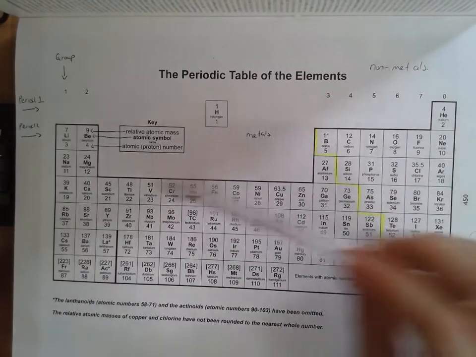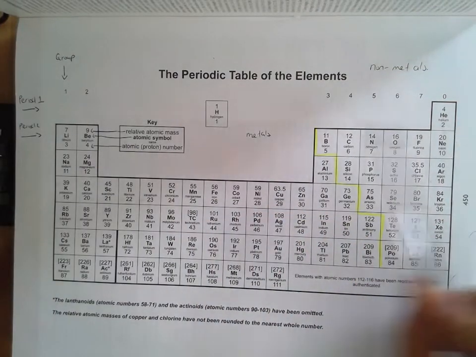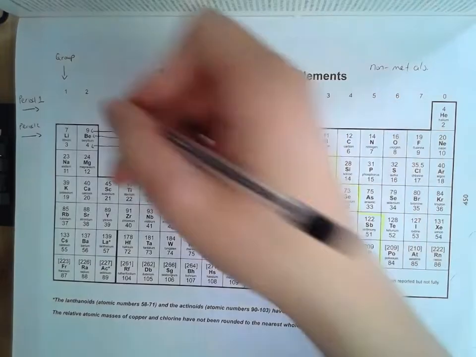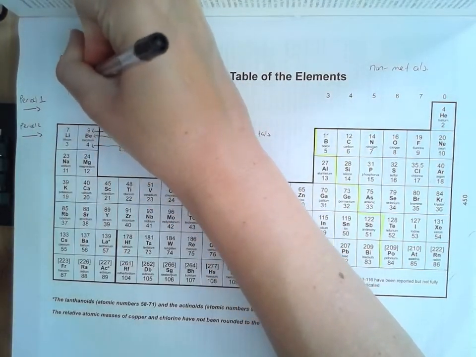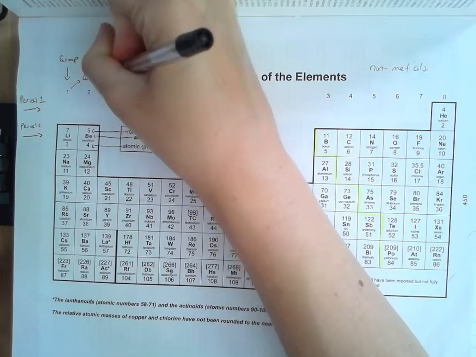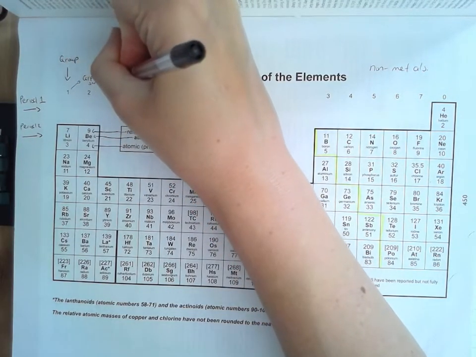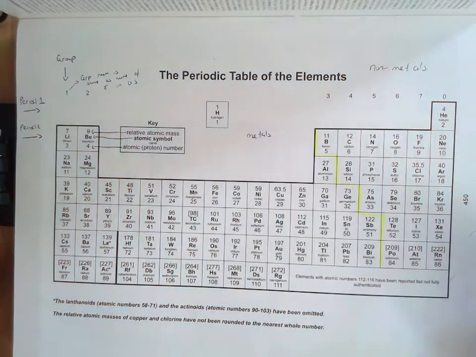The other information you can get in terms of groups, okay, they give you the group number on your periodic table, and that number corresponds to the amount of electrons in the outer shell, okay? So I would write that for myself. I would say group number is the same as number of electrons in the outer shell.